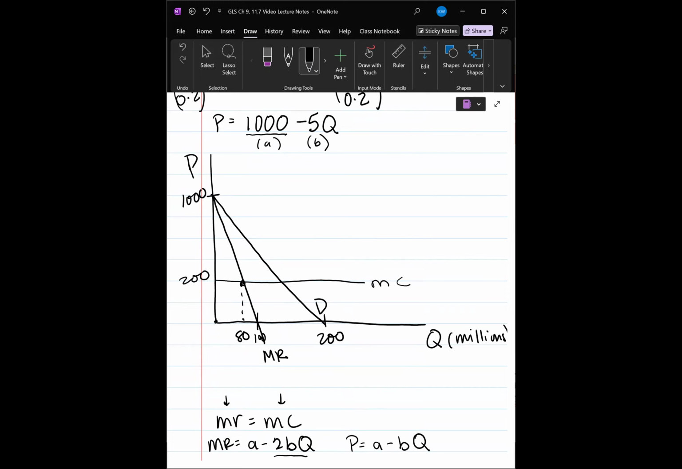Okay, so we have the quantity that Apple will produce when its marginal costs are at 200, given its demand equation.